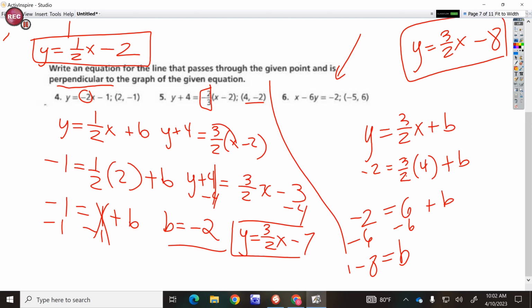Good eye, Lazaro Mia. Good eye. So far, so good. Copy it down before I erase it and show you the last one here on the parallel and perpendicular side.